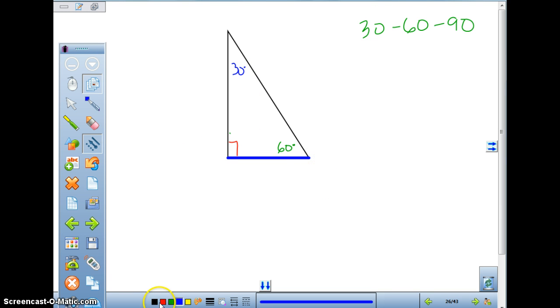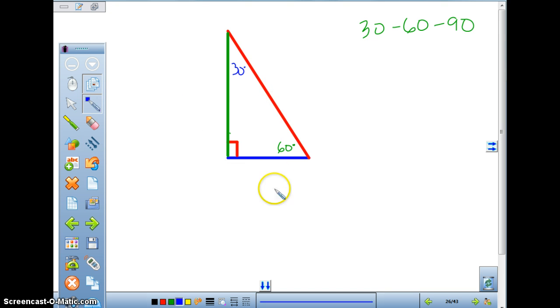Then my biggest side is opposite the 90. Here's my right angle. That means my biggest side is opposite my biggest angle, and it's right here. And in right triangles, we call that the hypotenuse, the biggest side. And then my middle angle is my middle side, in terms of length. So here's my small, medium, and biggest.